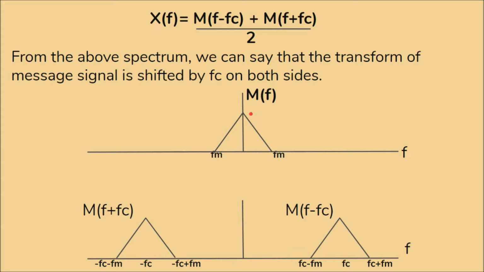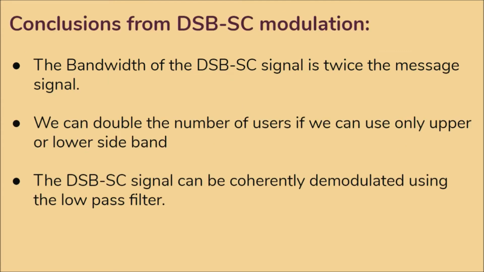From the frequency spectrum of X(f), we see that M(f minus fc) plus M(f plus fc) represents shifted versions of M(f). So the spectrum of X(f) contains two copies of M(f), shifted to plus fc and minus fc. We can also observe that the bandwidth of M(f minus fc) and M(f plus fc) together is 2fm. So we can conclude that the bandwidth of the DSBSC signal is twice the bandwidth of the message signal.